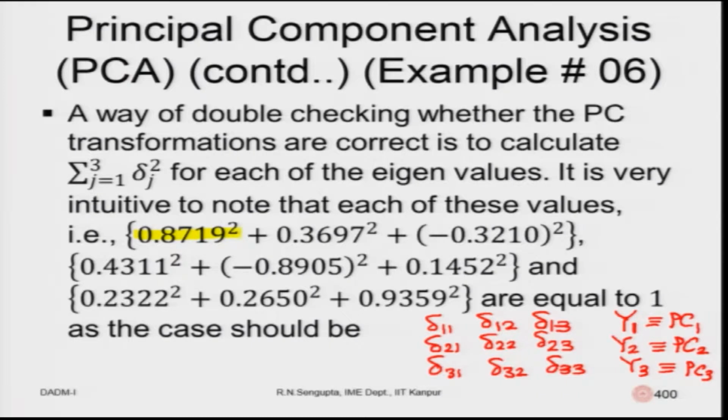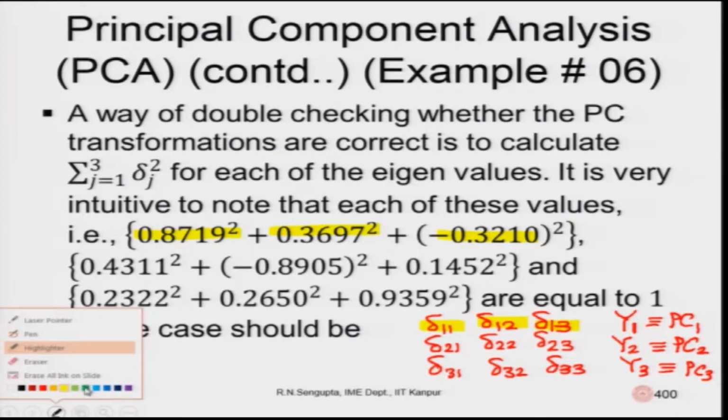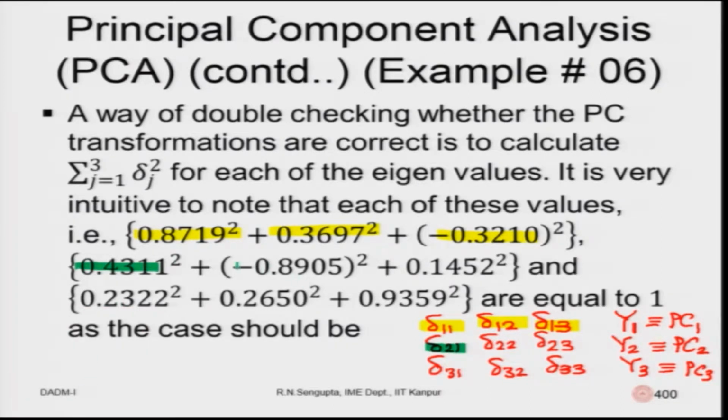We will find the square of this: 0.3697 will be this one, 0.32 will be this one. The sum of their squares gives 1, which is true. Second case, again the sum of the squares is 1, which is true. Again, when we add up the squares of the deltas, it is equal to 1. So, it proves that breaking the principal component in the direction of the eigenvectors is the right method. So, that part is done.